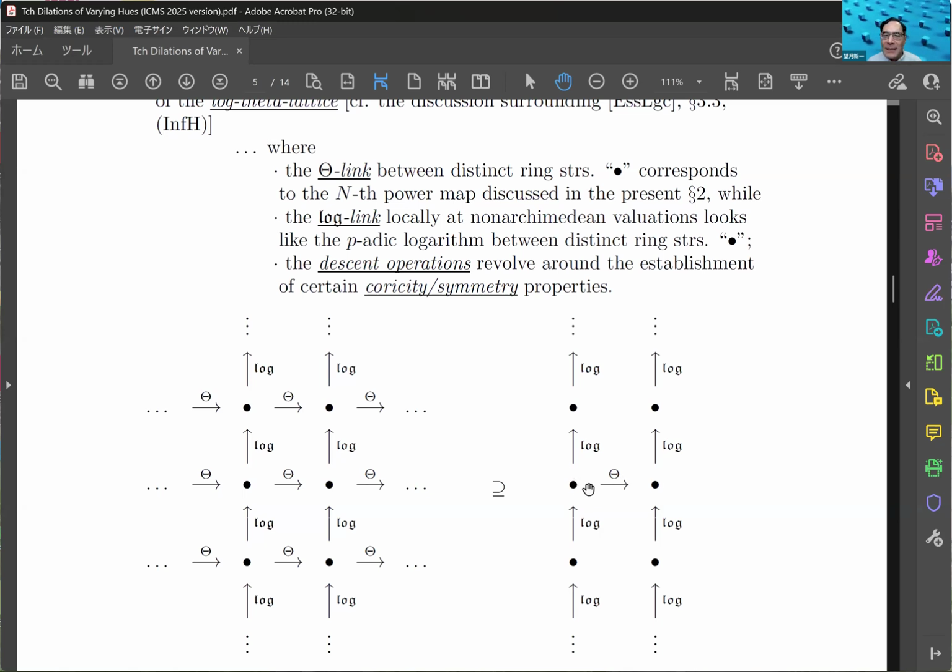And so one would, in some sense, like to be able to switch the left and right-hand sides of the theta link. And so a priori, again, the nth power map is not symmetric. So if you raise p to the nth power, that's not the same as taking the nth root of a prime number p. So it's very far from being symmetric. So it's remarkable in some sense. It's sort of a miracle that up to mild indeterminacies, one can obtain such symmetry properties. And such symmetry properties are obtained by various descent operations.